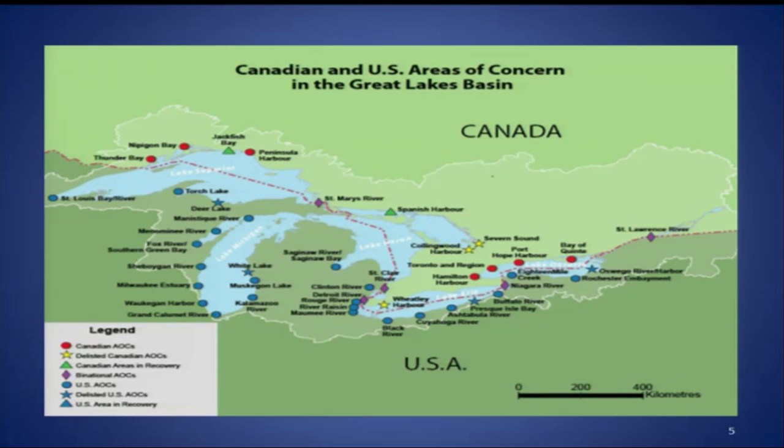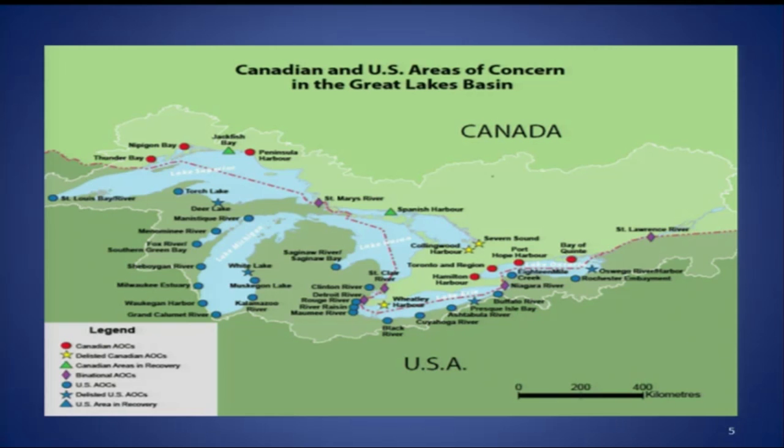Progress is being made. 4 areas of concern in the United States have been delisted, with the most recent being White Lake and Deer Lake in 2014, to go along with Presque Isle Bay in 2013 and Oswego River in 2006. 3 areas of concern have been delisted in Canada: Wheatley Harbor in 2010, Severance Sound in 2003, and Collingwood Harbor in 1994. There are also 2 areas of concern in recovery in Canada: Jackfish Bay and Spanish Harbor, where all actions have been completed, but more time is needed for the environment to recover.